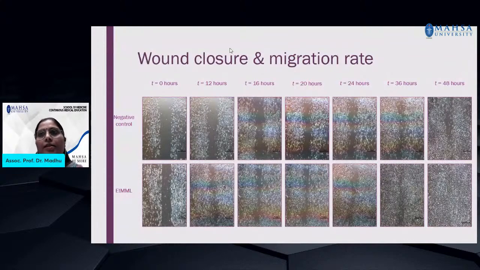So here are wound closure and migration rates. A significant effect on wound closure started to be seen from 24 hours, and very much it was closed by 48 hours. So this is regarding this. You can see the negative control and the leaves extract.